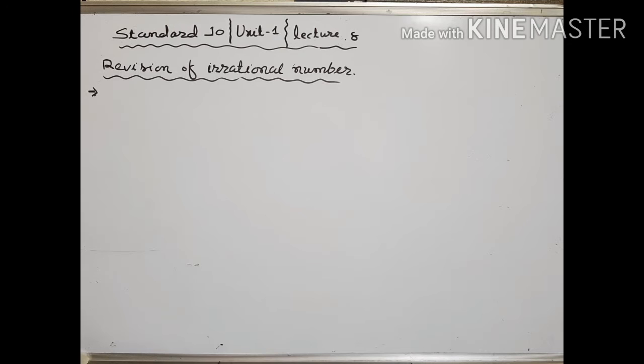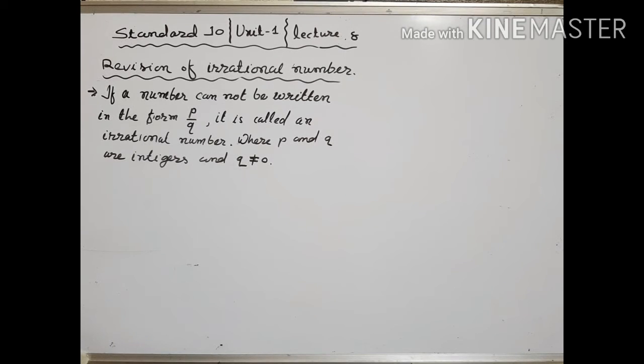Lecture 8. In this lecture we'll make a little bit of revision of irrational numbers. About this topic we have learned in 9th standard. To revise, we have to remember some important properties of irrational numbers. One of the important properties is: if a number cannot be written in the form of p upon q, it is called an irrational number, where p and q are integers and q is never 0.